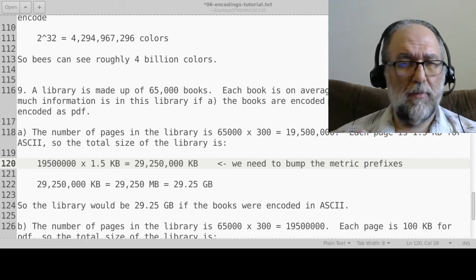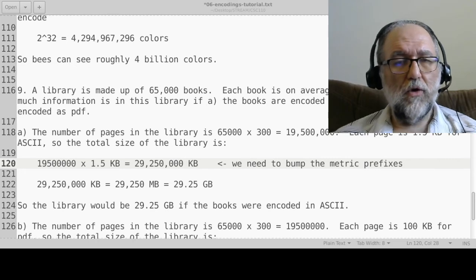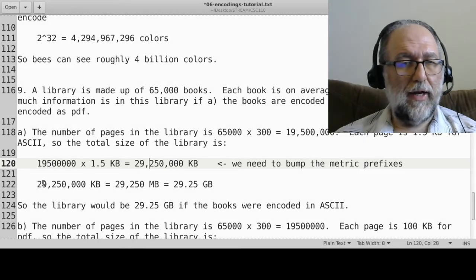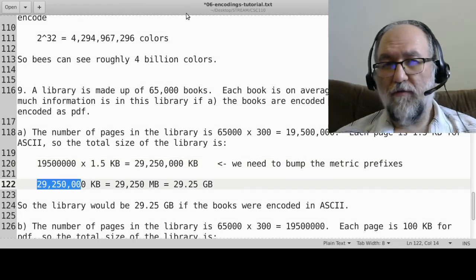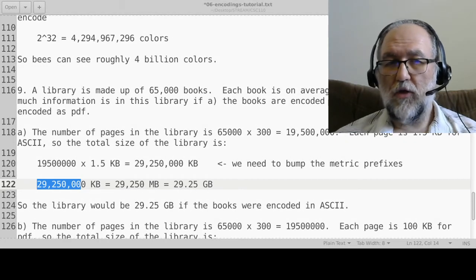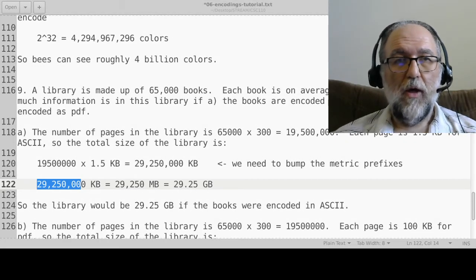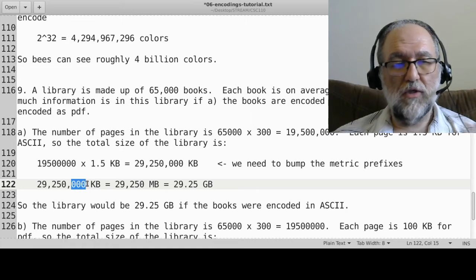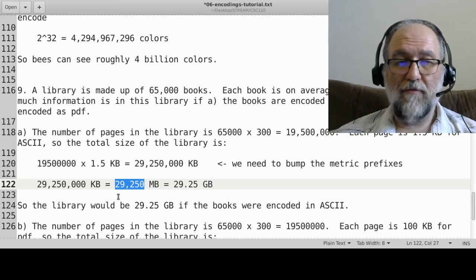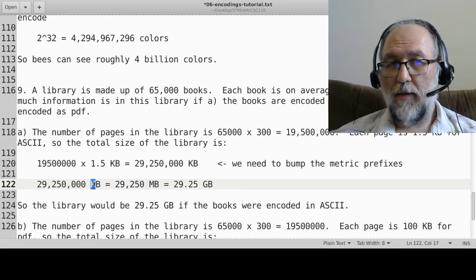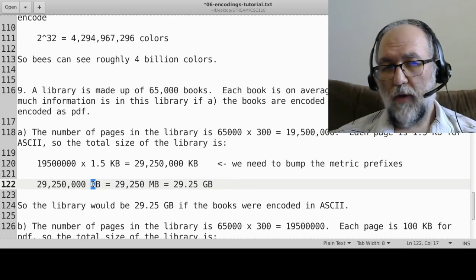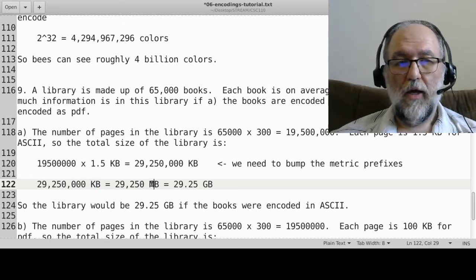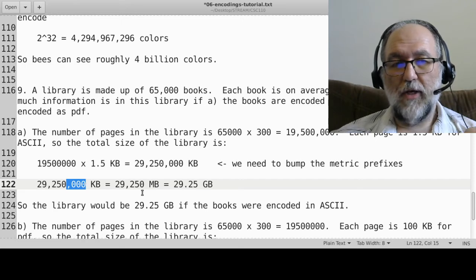Okay, now that number has too many digits to the left. Remember we want the number to be between 1 and 1,000, and you go, okay, let's work that out. So if you take that number and you divide by 1,000. Okay, so take the 29 million, divide by 1,000. Well, basically these three zeros here just get lopped off and you get 29,250. But you have to compensate for that because now you've got to go from kilobytes, which is the smaller of the two metric prefixes, to megabytes, which is the bigger of the two. Okay, so once again, divide by 1,000 and bump from kilo to mega.